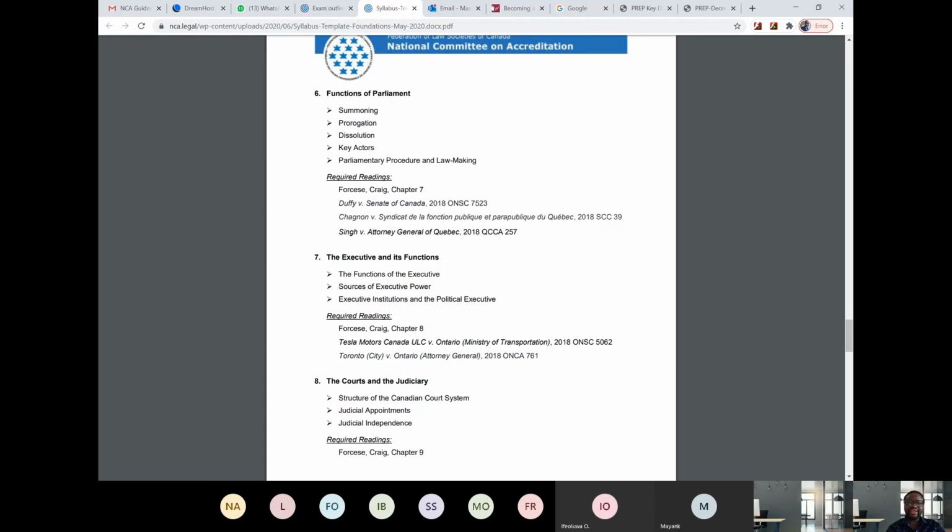Where do the executive derive their power from? What is the source of executive power? I want us to try this. Any taker? In Kiru, the executive in Canada, where do they derive their power from? Sorry, from the statutes. From the statutes, okay. That's fine. Any other taker?